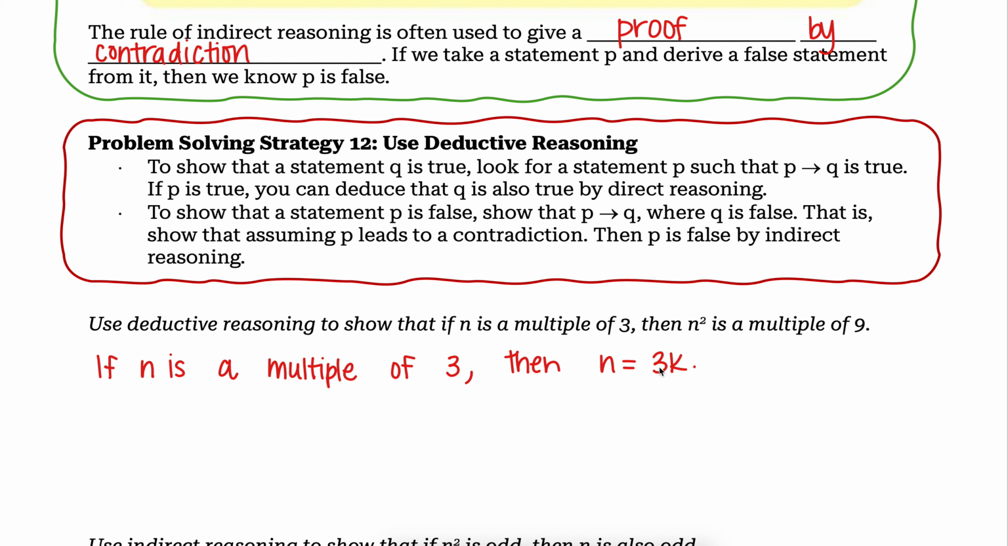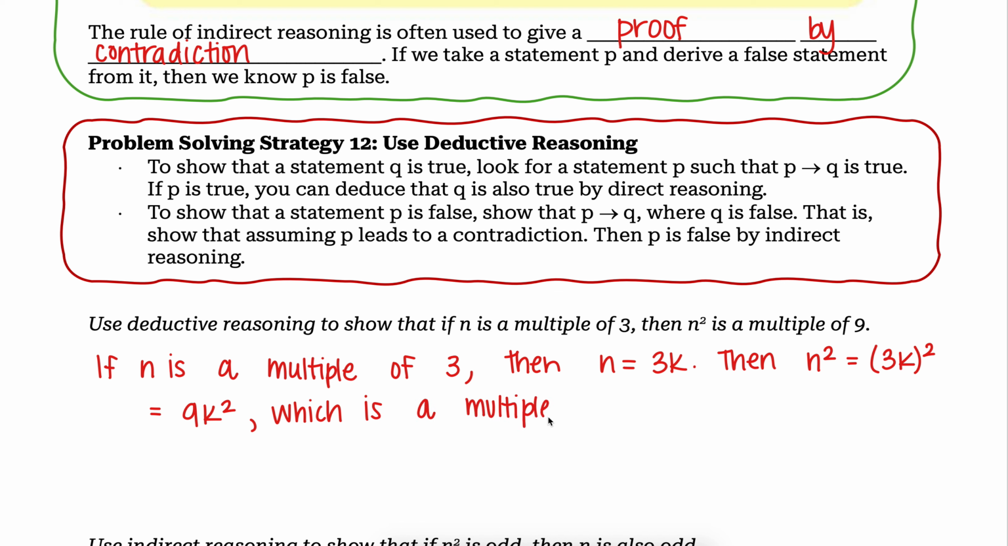If this is true, then we can say that n squared is equal to (3k) squared, which is equal to 9k squared when you multiply that out, which is a multiple of 9. So that is a proof using direct reasoning.